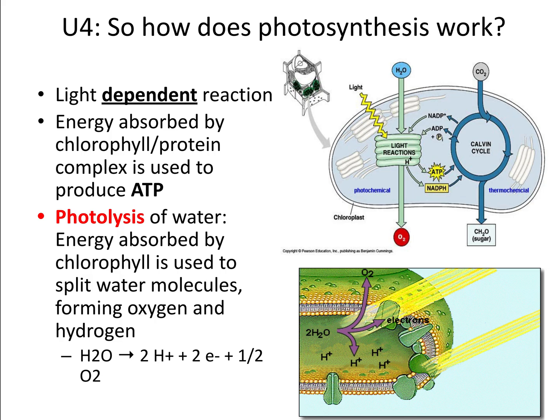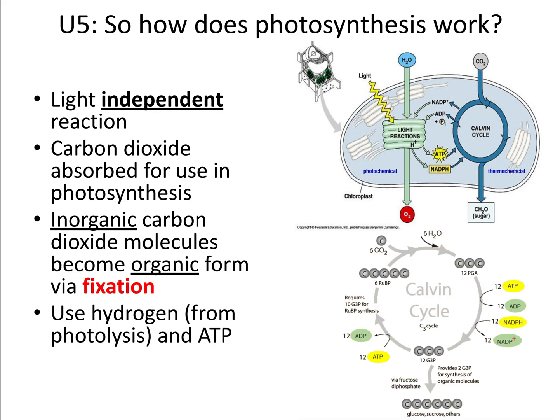It's the light-dependent reaction. Now let's talk about the second part of photosynthesis, and how it works, the light-independent reaction. What's going to happen now is the carbon dioxide is going to be absorbed from the atmosphere, and it's going to change from inorganic carbon dioxide to an organic form via fixation. What fixation basically means is carbon molecules combining together to make sugar.